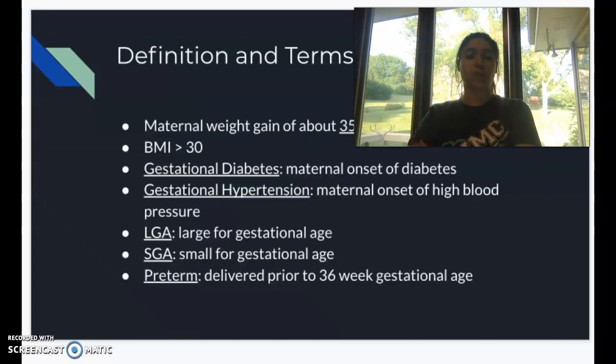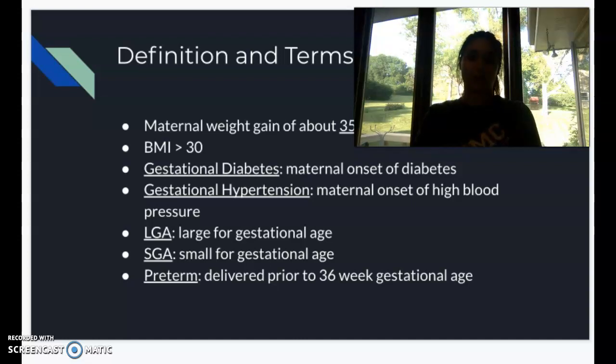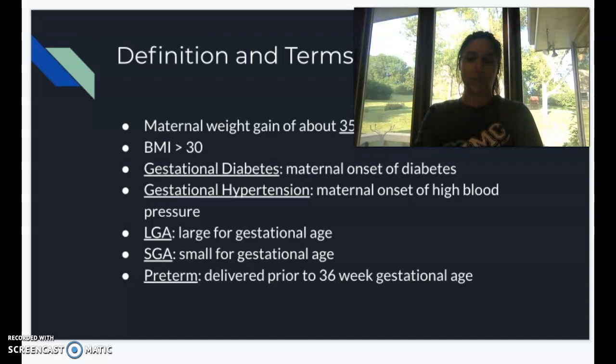So, some definitions in terms of what actually maternal obesity is. A normal maternal weight gain during pregnancy is about 35 pounds, and any BMI during pregnancy that's greater than 30 is considered obesity, maternal obesity. And then there are other ranging factors for how severe the obesity is.